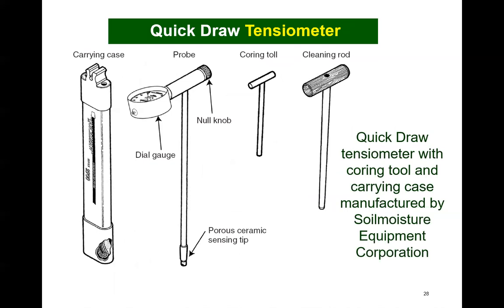The quick draw tensiometer operates on the same principles as the conventional tensiometer. It is intended for making spot checks of matrix suction at locations near the ground surface or along the side walls of an excavation. Between measurements, the ceramic tip can be kept in a water-saturated cotton batted reservoir. The tensiometer kit also contains a coring tool and a cleaning rod. The quick draw tensiometer should be serviced to ensure that it can sustain a tension of at least 90 kilopascals prior to taking it into the field for suction measurements.